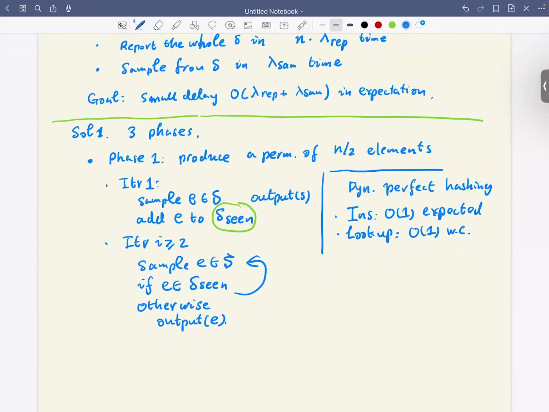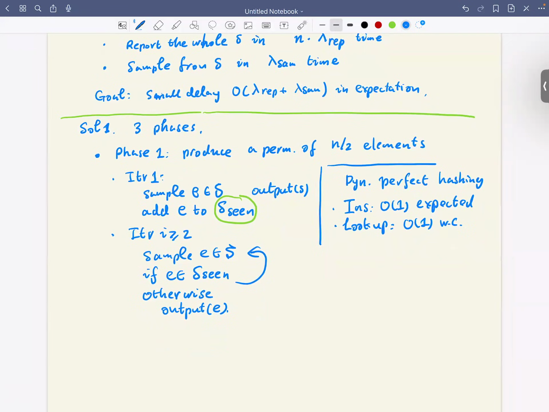It's possible that the element has been seen. And in that case, you will have to take another element and you repeat this until you really get an unseen element. Is that all right? Good. So you do this for n over 2 iterations. I think it should go without further proofs that so far so good. The first n by 2 elements are indeed randomly permuted.